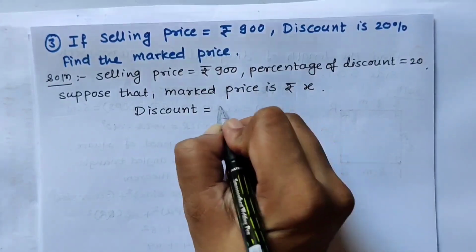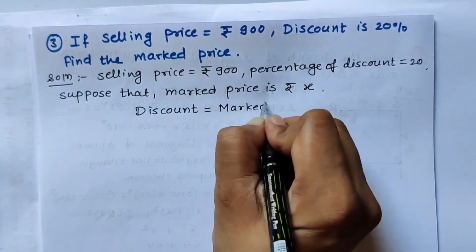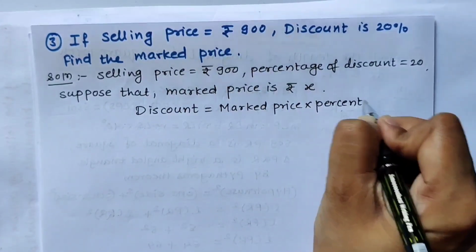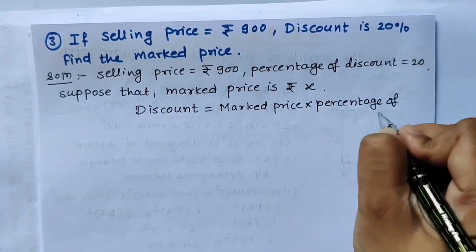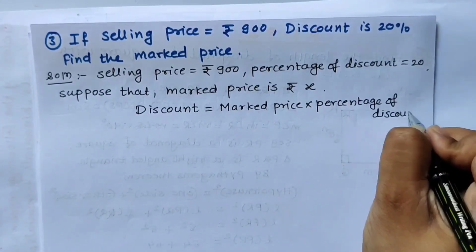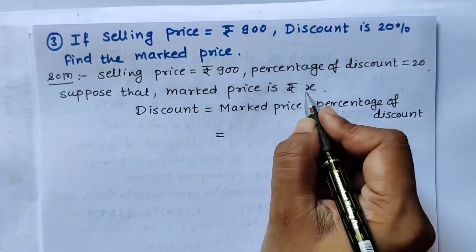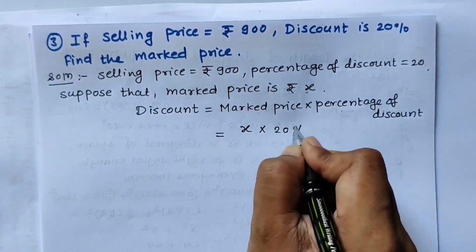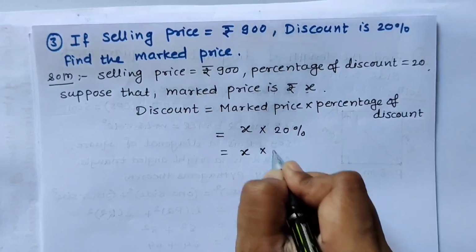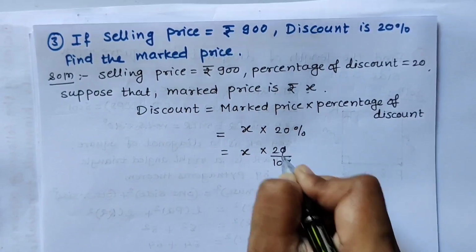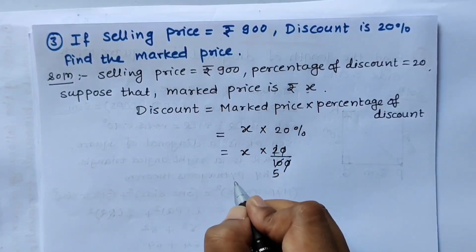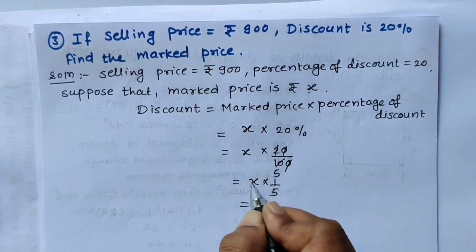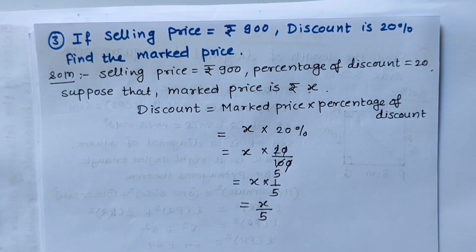For discount formula we apply marked price multiplied by percentage of discount. This formula we have to apply for getting the discount first. So marked price we have imagined as X rupees and percentage of discount is 20%. So X multiplied by 20% means 20 upon 100, zeros cancel, 2 fives are 10, so X into 1 upon 5 means X upon 5. So in this way we have got the discount.